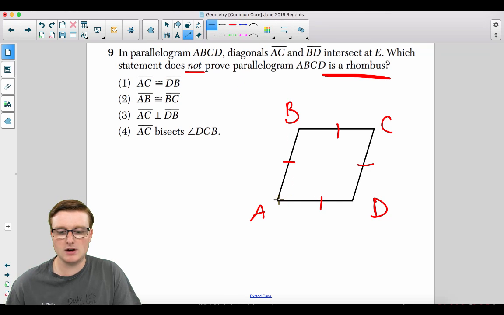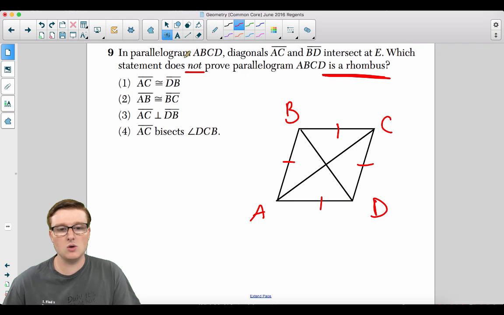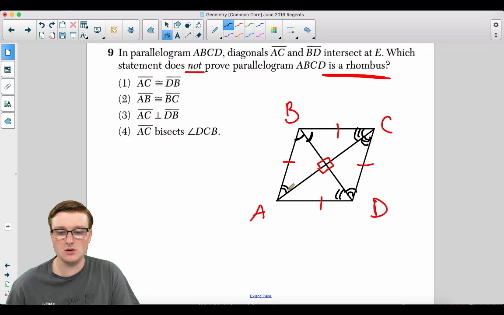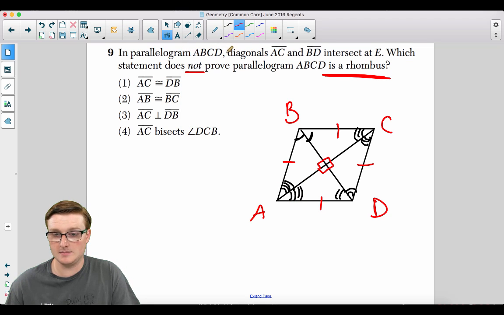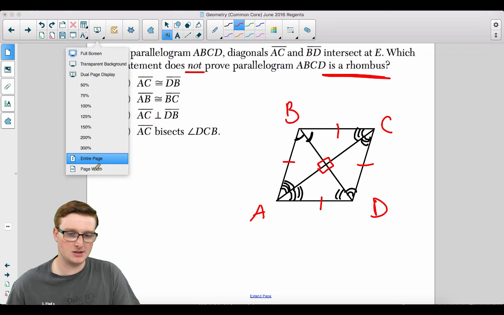Also, the diagonals of a rhombus are perpendicular to each other. Okay, so these form right angles in the middle. Now, the diagonals also bisect the angles. Okay, so all these angles bisect each other. All right, so no, I'm sorry, the diagonals bisect the angles at its vertices. So we're looking for the one that does not prove a rhombus.